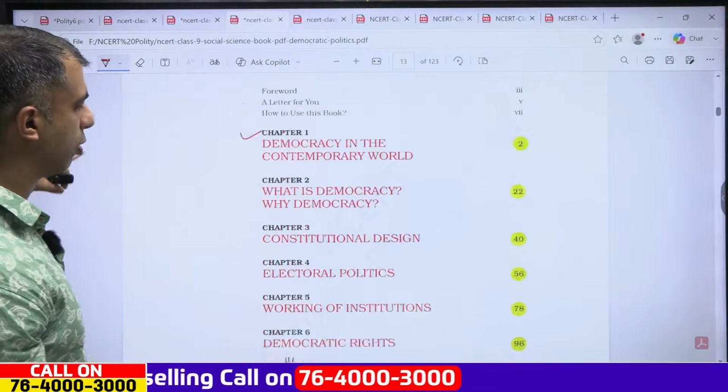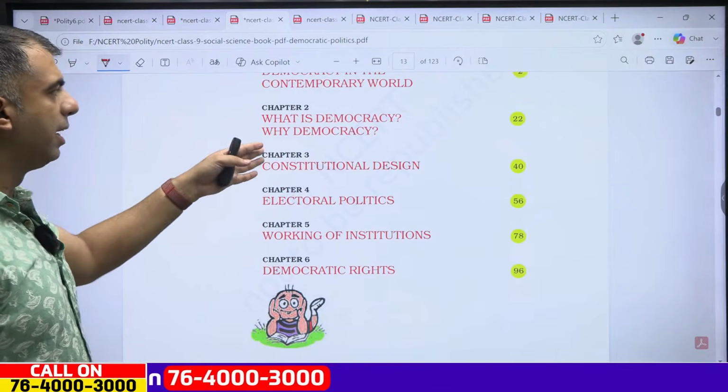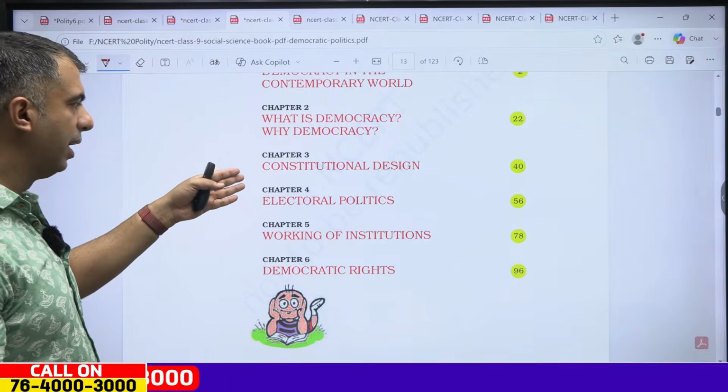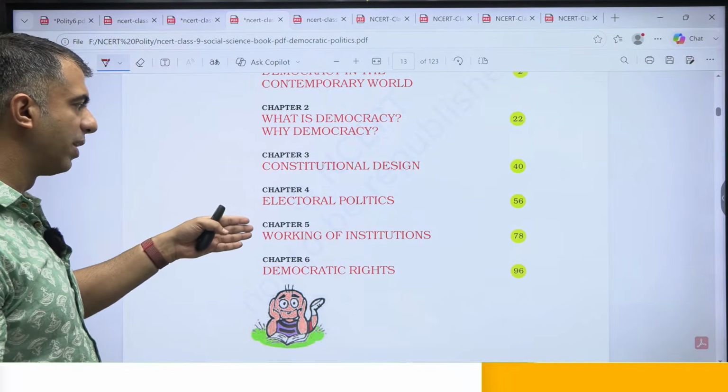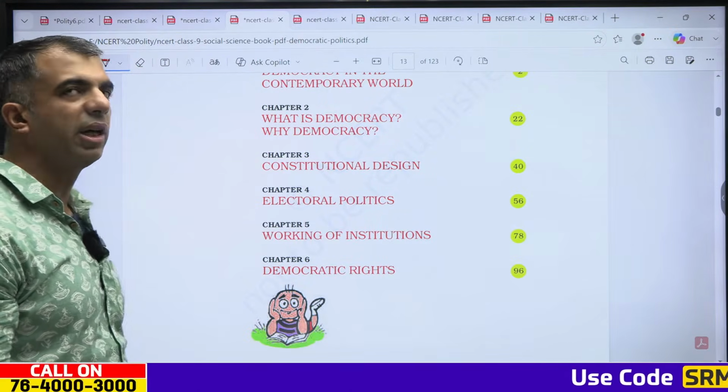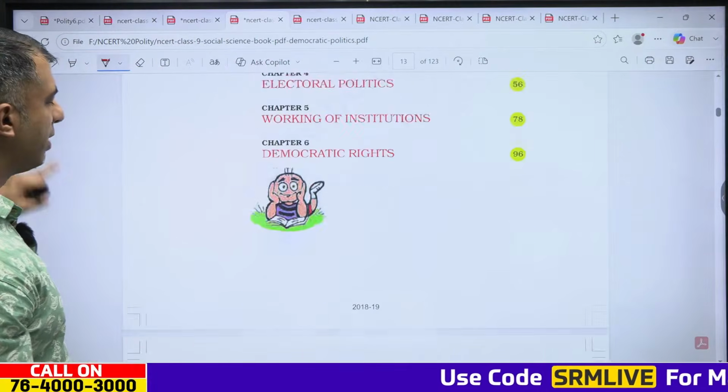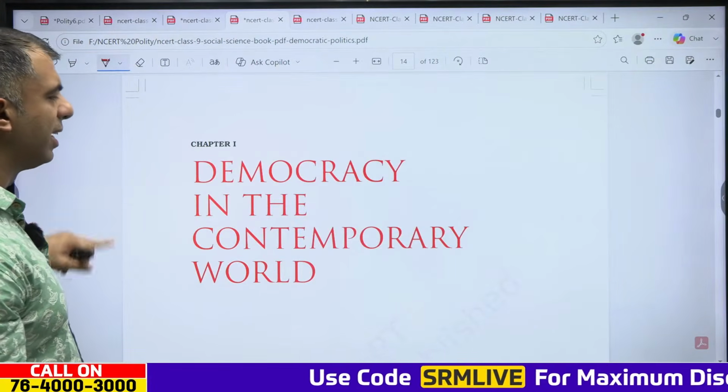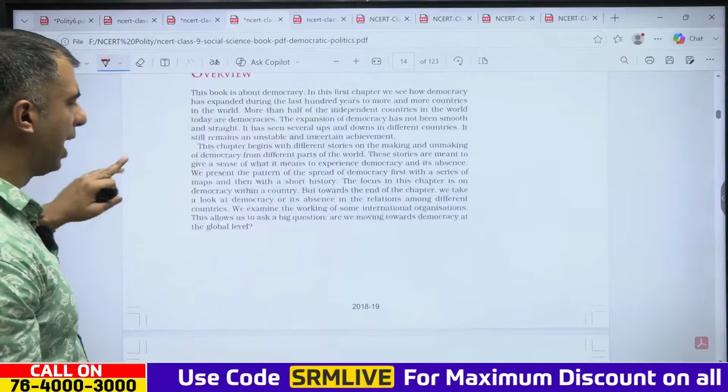Then chapter 2 and chapter 3, again about electoral politics, working of institutions, and democratic rights. Clear? All of these things have been very nicely covered in this, and a brief reading will help you go through it.